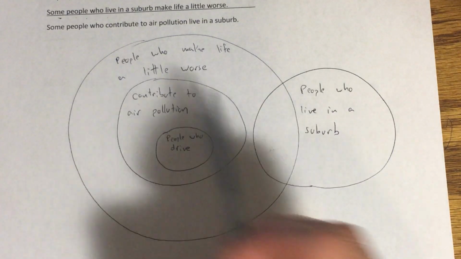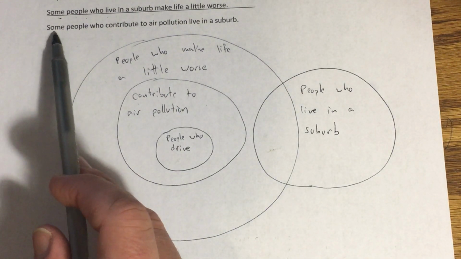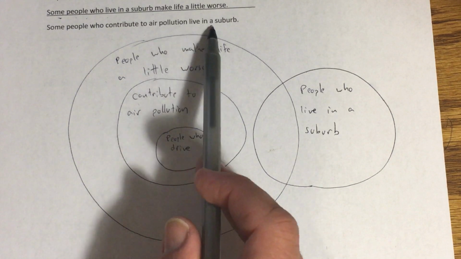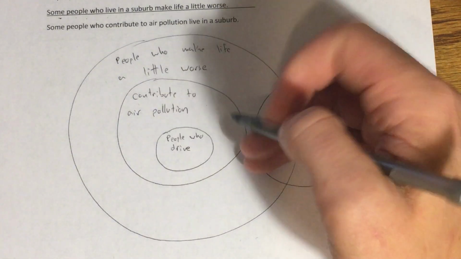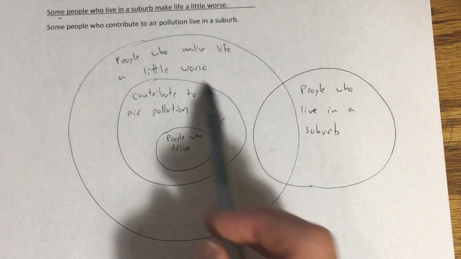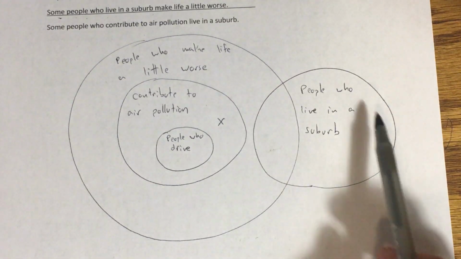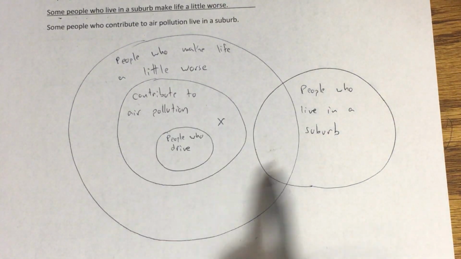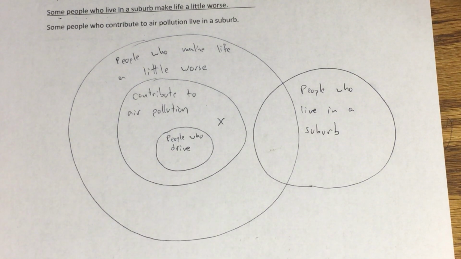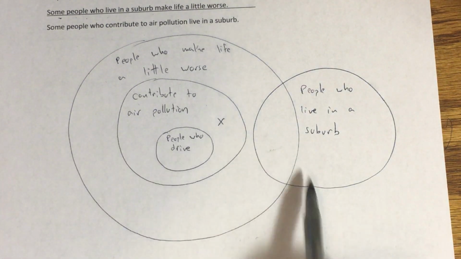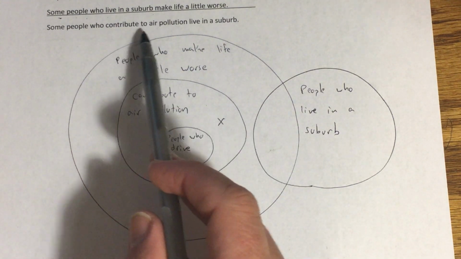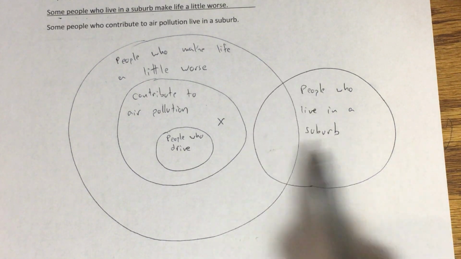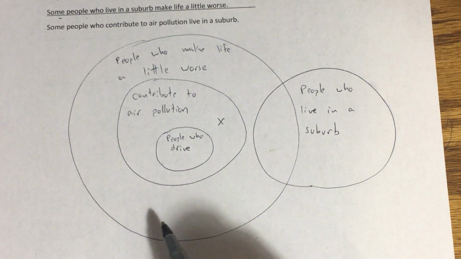So now that we've created a diagram for these premises, what is the conclusion? Some people who contribute to air pollution live in a suburb. Well, where do the people who contribute to air pollution live? In this circle. And the way that I drew this diagram, none of those people intersect this circle. Again, I could have drawn the circles to intersect, but I didn't have to. By doing it this way, I haven't violated any of my premises. So if some people who contribute to air pollution live in a suburb, then there should be an intersection between these two circles. But there is not. So again, we have an invalid argument.